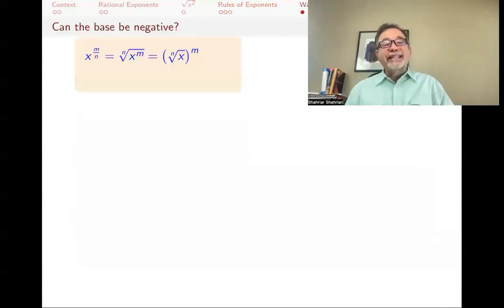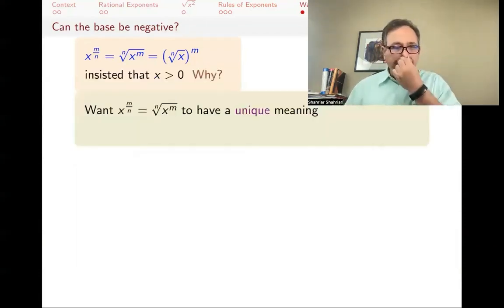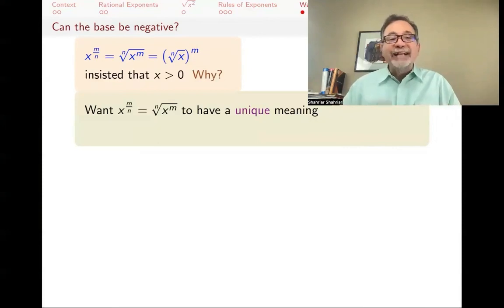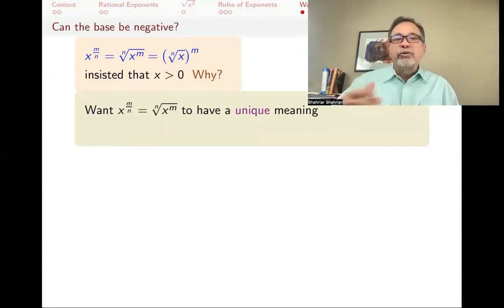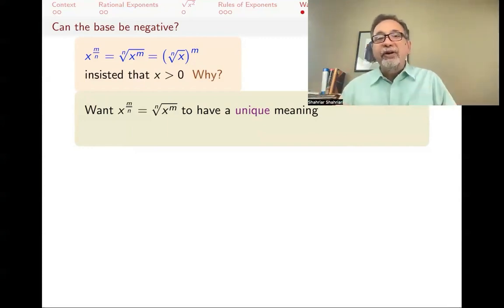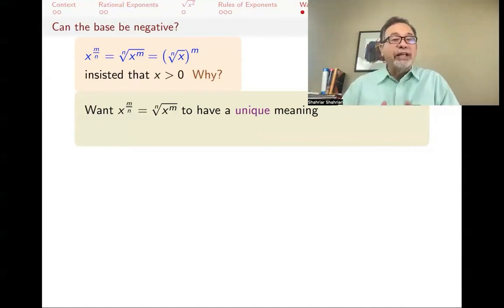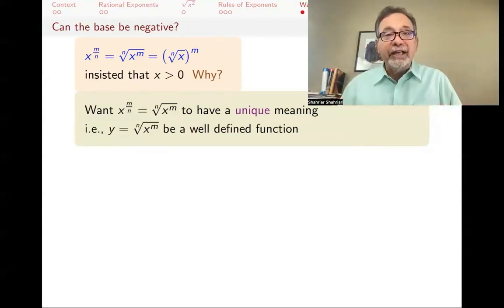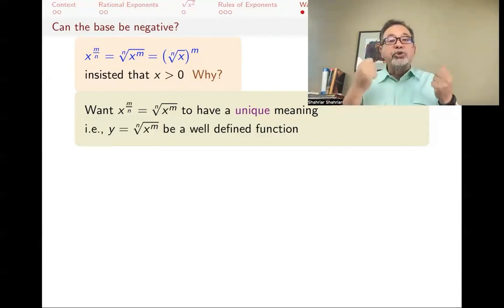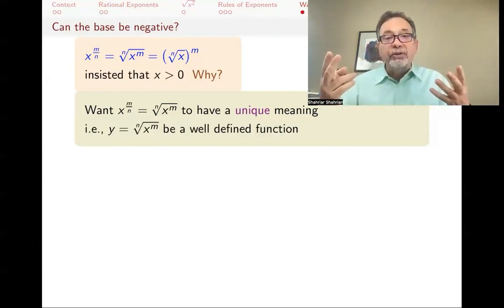I've been insisting that the base has to be positive. Why did I? First of all, ideally, when we have x to the m over n or nth root of x^m, those are the same thing, we want it to have a unique meaning. If I say square root of blah or cube root of whatever, I should be talking about one number so that when I tell you about that, you know what number I'm talking about. The mathematical way of saying that is that I want the function nth root of x to the m to be a well-defined function. Functions, when you plug in a number, should give just one number, not multiple choices.